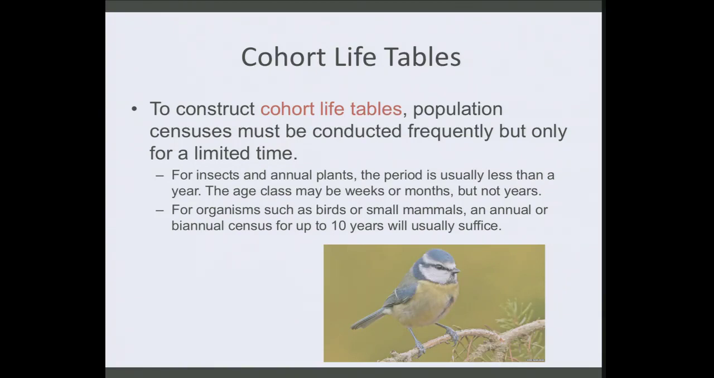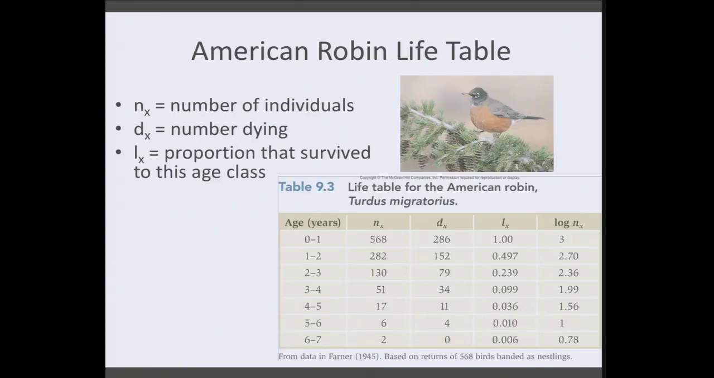You might do that. So here's an example of a robin life table. So robin, which is this bird here, and they censused them every year and looked at their from year 0, so birth, up through age 7, and they again looked at the number of individuals, the number that died, the percentage that died, the number that survived, and they were able to then develop this table.